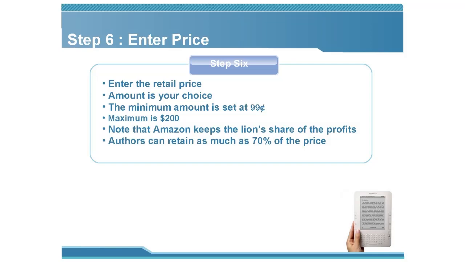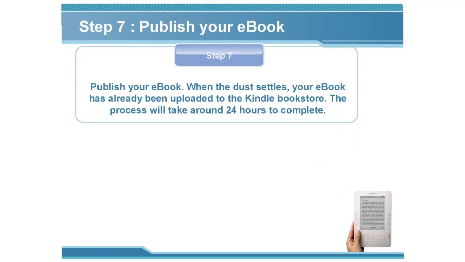Note that Amazon keeps the lion's share of profits. Authors can retain as much as 70% of the price, so be sure to consider this when pricing. Step 7. Publish your ebook. When the dust settles, your ebook has already been uploaded to the Kindle bookstore. The process will take around 24 hours to complete.